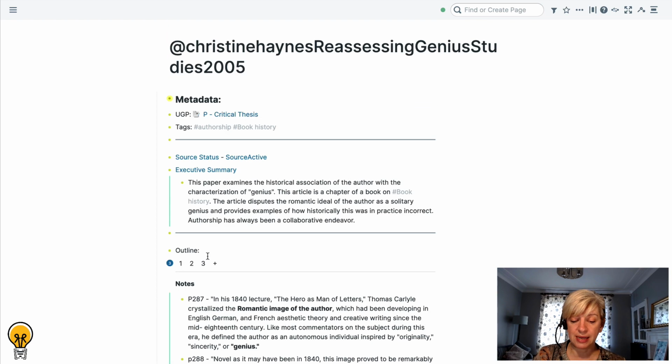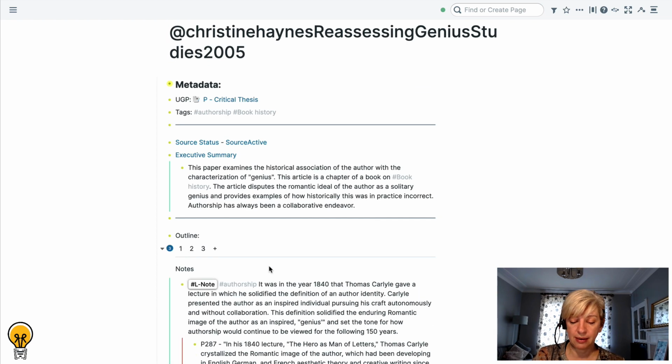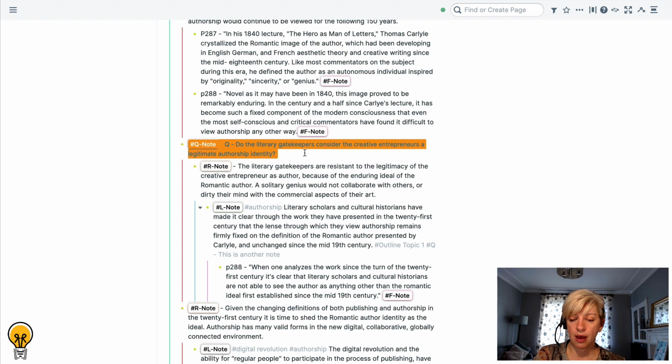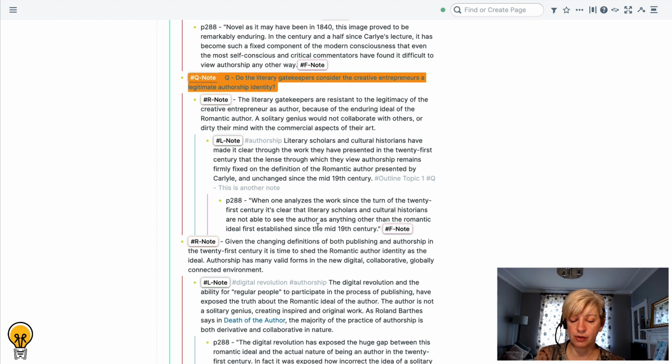So you can see that within the completed synthesized source, I have all of the fleeting notes marked as F notes. That means I will never mistake them for my words, which can happen frequently, and I always know that they must have an attribution.